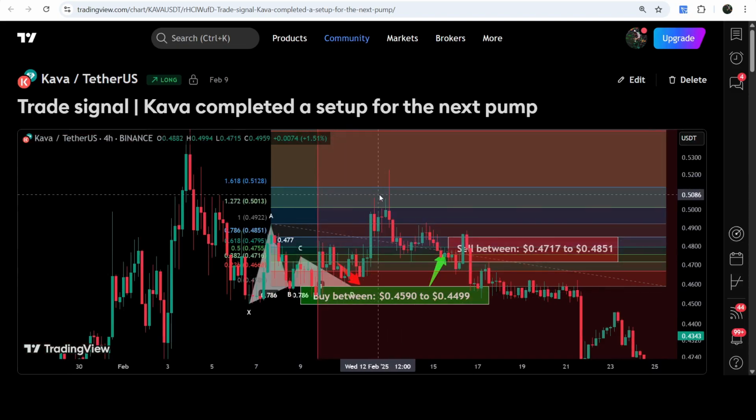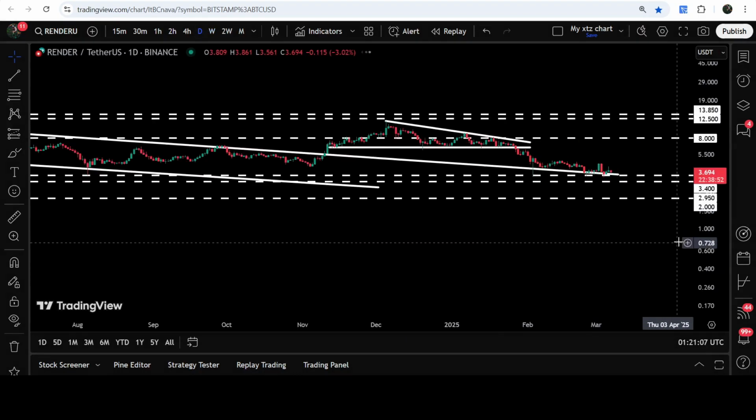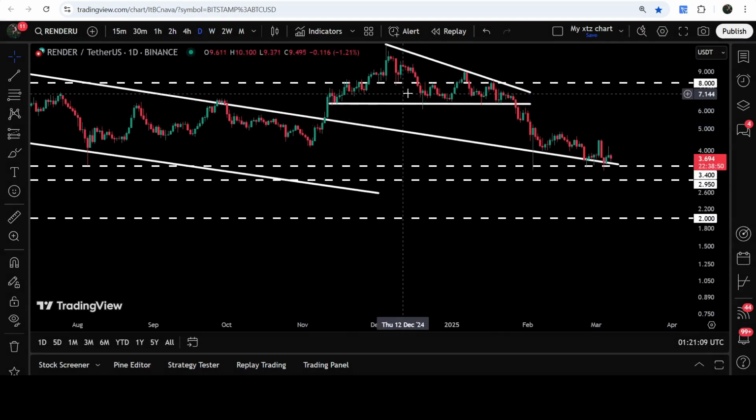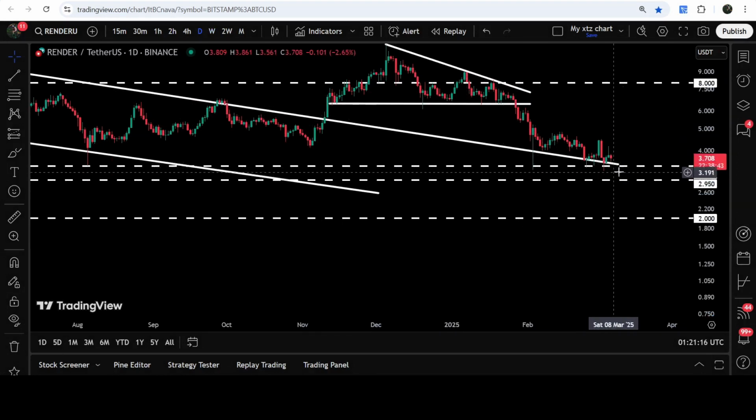Now let's move to the live chart of Render. And here, first of all, let me show you this daily time frame. And here you can see that recently we have broken down the support of this triangle. Then we had a big drop, and now we are testing this very long-term support zone that starts from $3.40 and goes to $2.95.